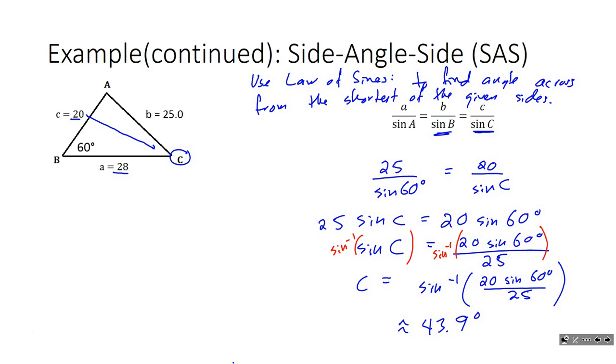All right, so C is 43.9 degrees. Notice the last thing, angle A, can be found once again by just taking 180 degrees and subtracting the other two angles, and what that will give us is 76.1 degrees, and we have solved this problem.